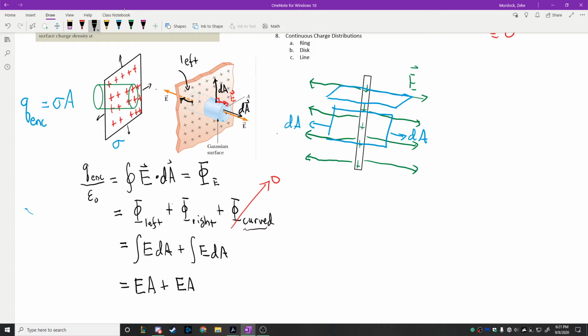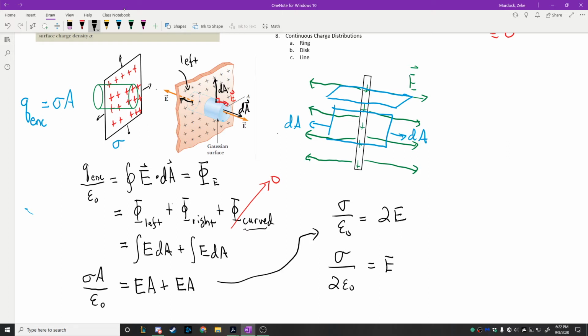Sigma A divided by epsilon naught. Okay, and then let's write the last part of this here. The areas cancel out. There's 2E on the left side, so you end up getting sigma over epsilon naught is equal to 2 times E. Divide the 2 over, and you get sigma divided by 2 epsilon naught equals the electric field. And this is something that we did in chapter 22.